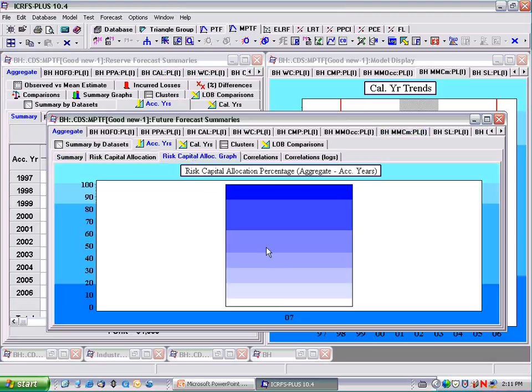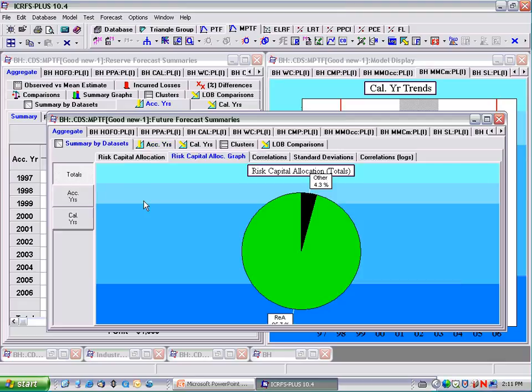Well, it's only for the next year. That's the actual particular year. Summary by data sets. Most of it is OEA. You can see OEA takes the lion's share of the risk capital allocation. Okay, we also have, have I shown you these? Yes, I have.